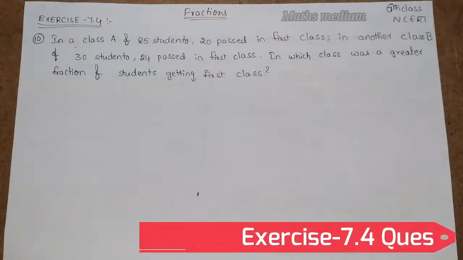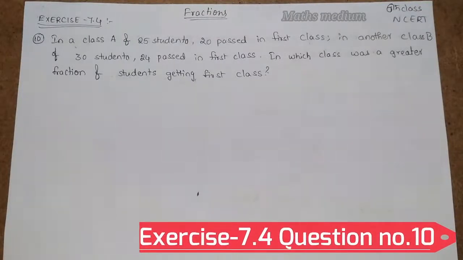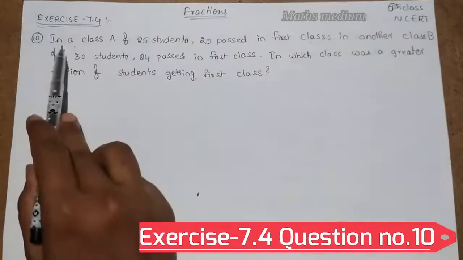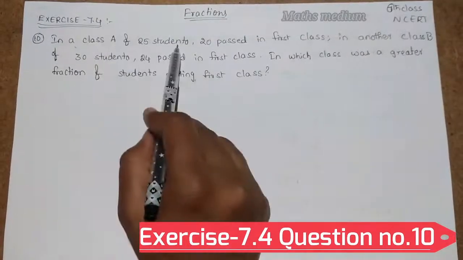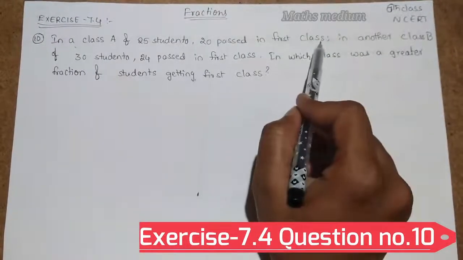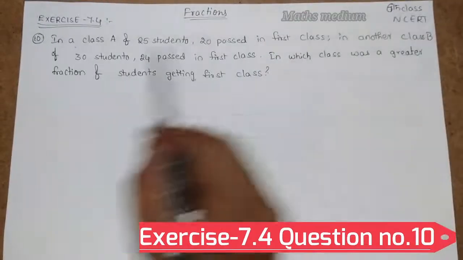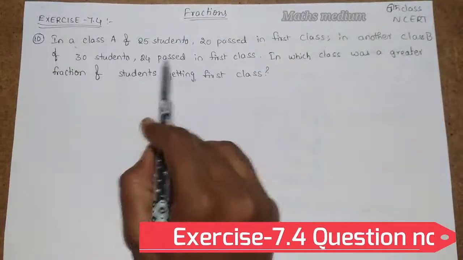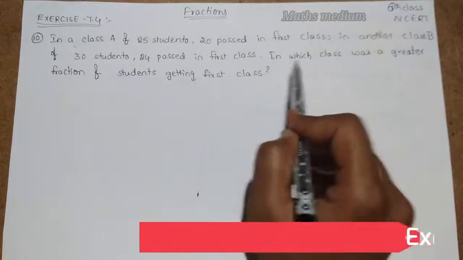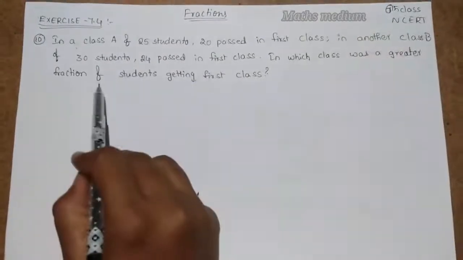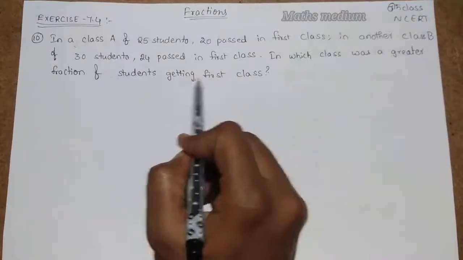Today I came with exercise 7.4, fractions, from 6th class NCERT. Question number 10. In a class A of 25 students, 20 passed in first class. In another class B of 30 students, 24 passed in first class. In which class was a greater fraction of students getting first class?